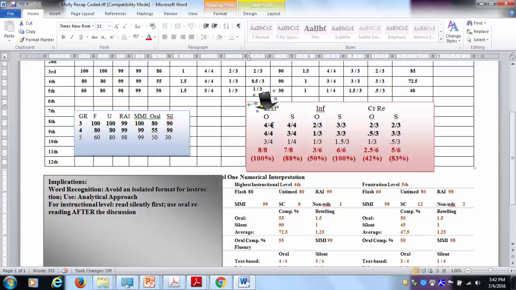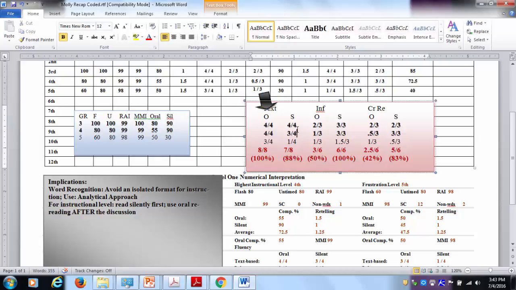Notice here, Molly was asked 8 text-based questions for 3rd and 4th level. She was 100%. So if Molly's in a class where the emphasis is on text, no one's going to see that she has some needs. Now, when she read silently, she was successful, text-based, with 7 of 8. So she still has a solid ability to respond to text.